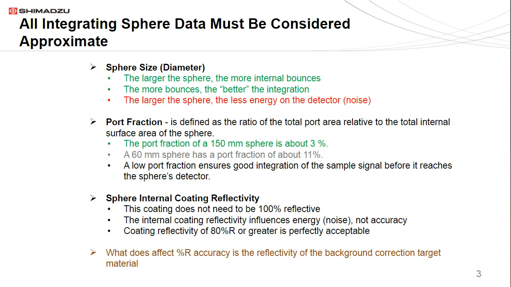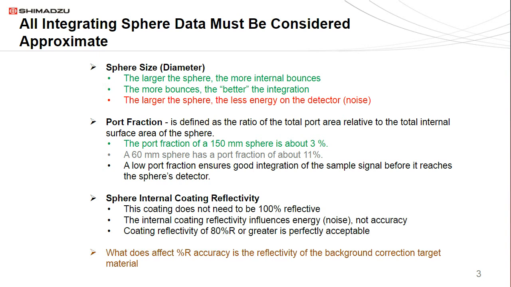The second issue is port fraction. Port fraction is the ratio of the total port area, port area being anything that's not covered by the white reflective material: holes, detectors, things like that. And it's a ratio relative to the total internal surface area of the sphere.